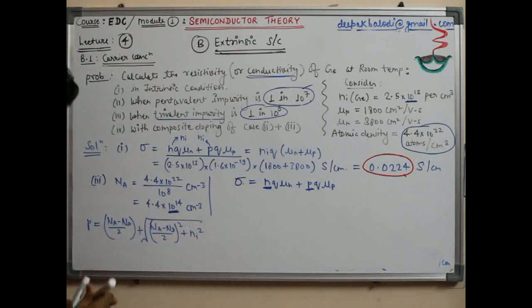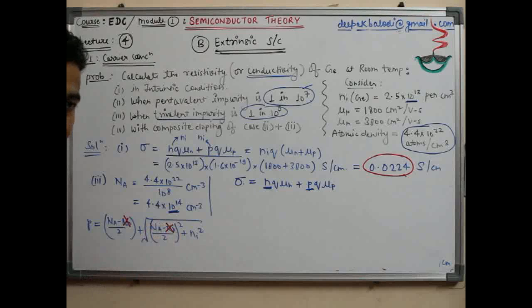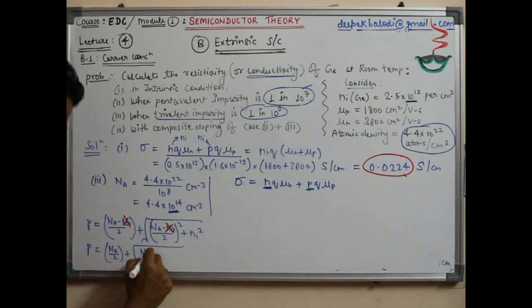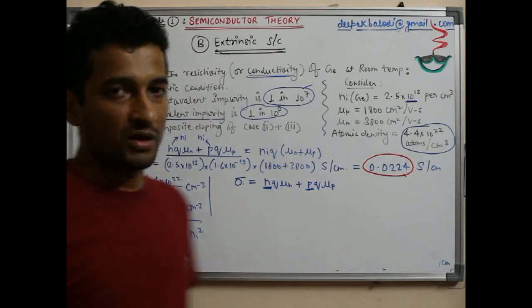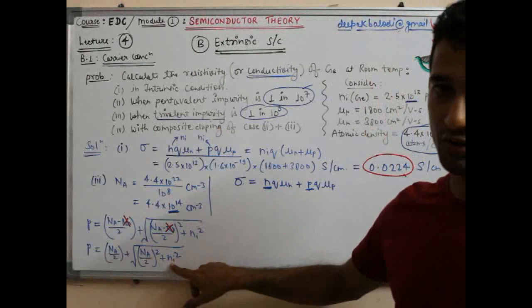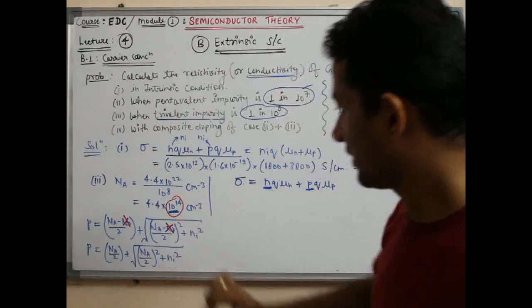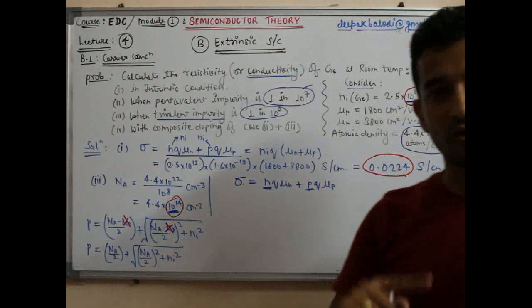When we start with this, additionally we know that Nd is not there, we are only doing the trivalent impurity. So this leaves us with P equals Na by 2 plus under root (Na by 2) square plus Ni square. Now you see here, again the question will come whether Na is much greater than Ni or not. Here Na is this and Ni is this, so it is only 1 order greater.